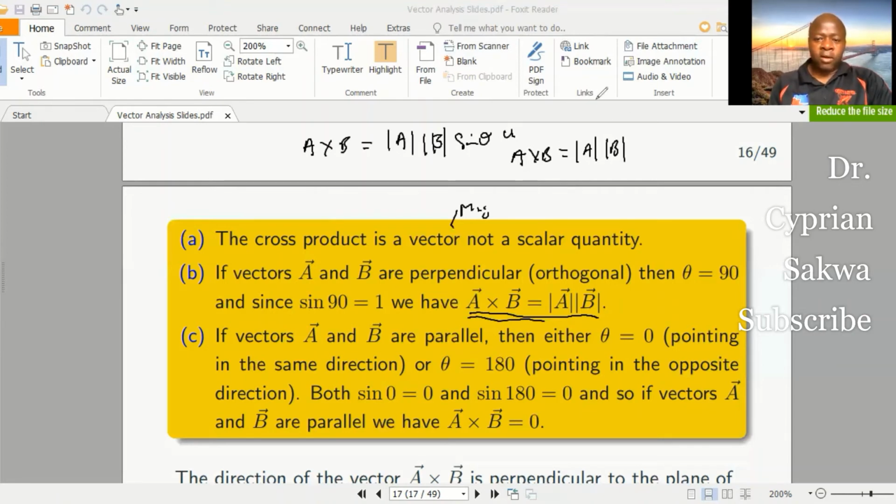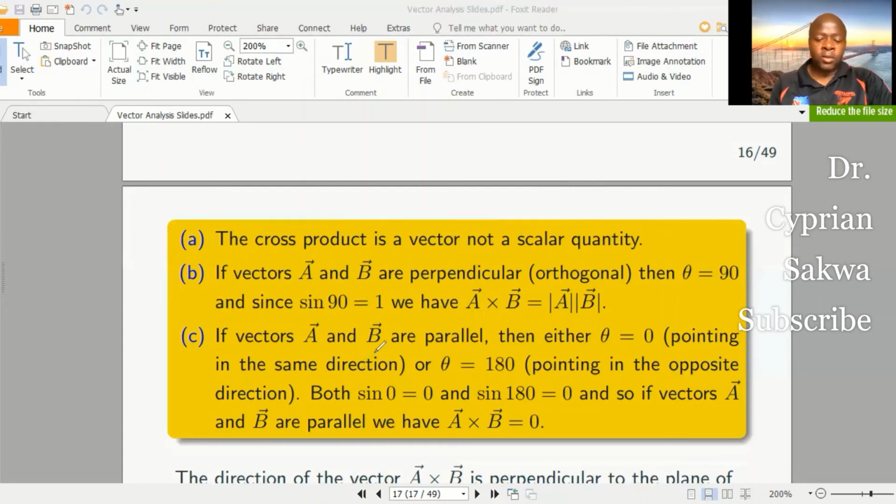Now, that is if they are orthogonal. What about if they are equal? If we have two vectors which are equal, or vectors which are parallel to each other, then the angle between them is 0 degrees, or it could even be 180. But what would be sine 0? Sine 0 would be 0. And sine 180 is also 0.